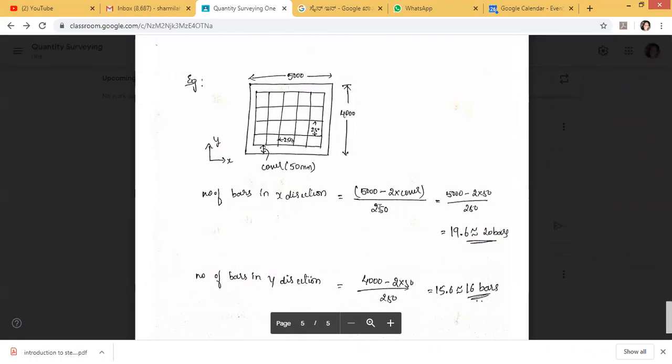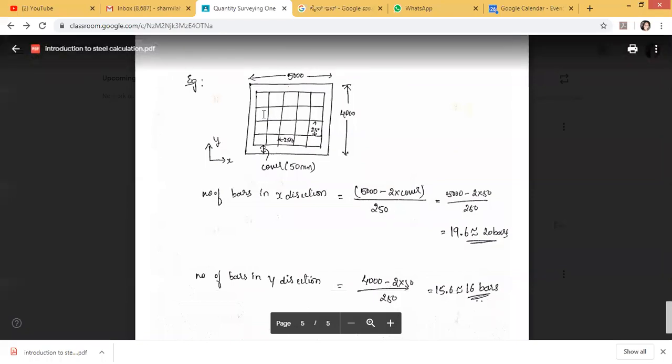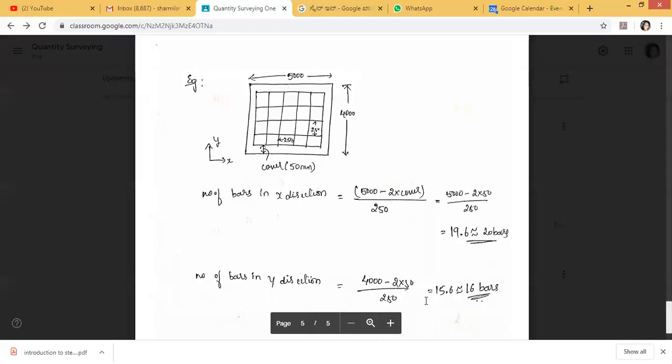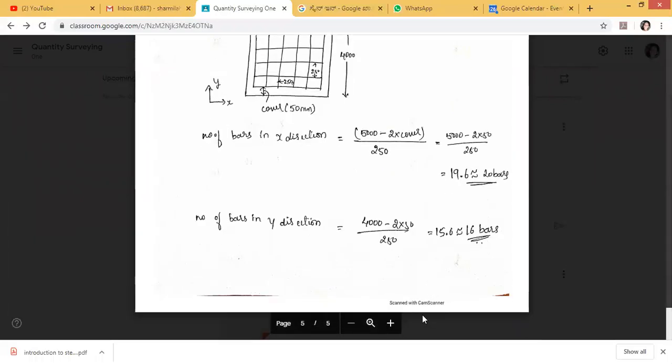See, this value may be different, and you should be very careful while taking this value. Sometimes in the X direction the spacing will be different, and sometimes in the Y direction the spacing will be different. You should be very careful in that case. If you solve this, we'll get 15.6, which is approximately 16 bars. You always round it up to the next number.